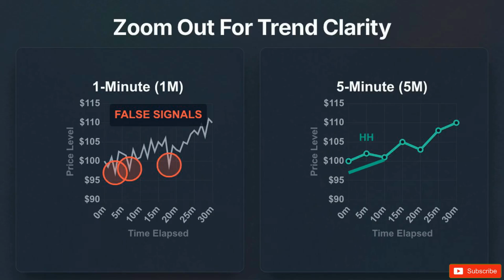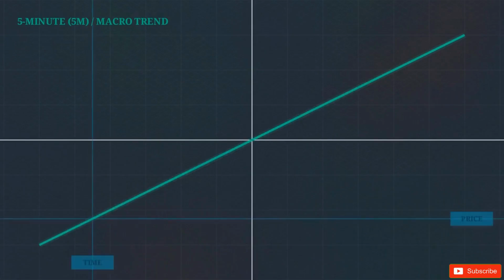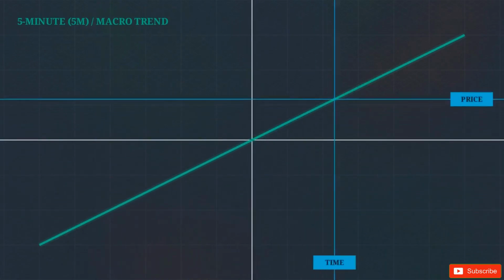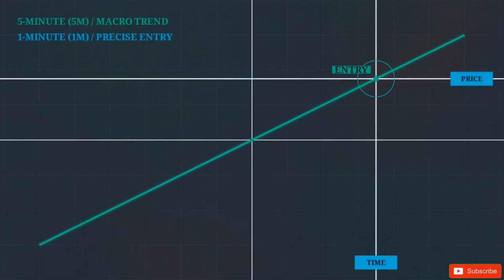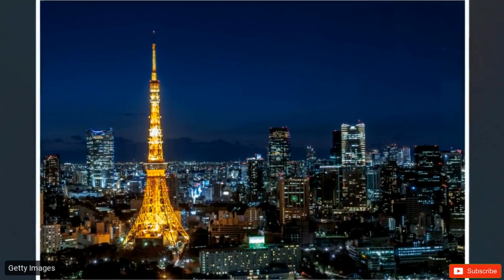By zooming out to the 5-minute chart, we filter out that micro noise. This view reveals a clean, undeniable upward momentum, cutting right through the chaos of the smaller time frame. The relationship between these two views dictates your strategy. The larger time frame dictates the overall direction you should trade, while the smaller time frame is used strictly to pinpoint your exact entry. A perfectly identified trend is useless if the market isn't moving.